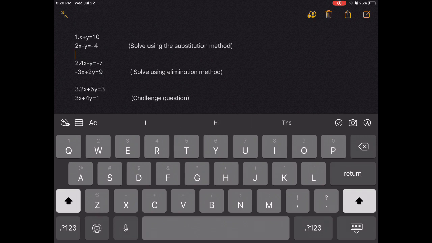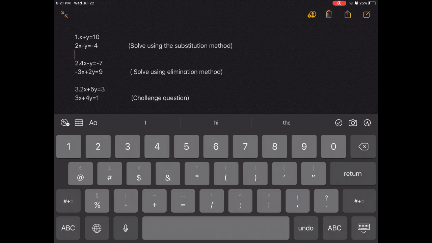So these problems I made up myself. They're just concepts. They might not be right because some of them are impossible. So for number 1, you have to solve using the substitution method.